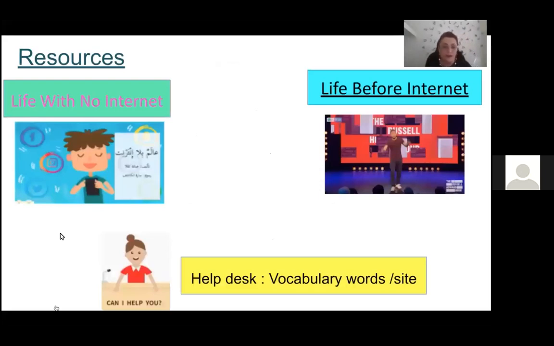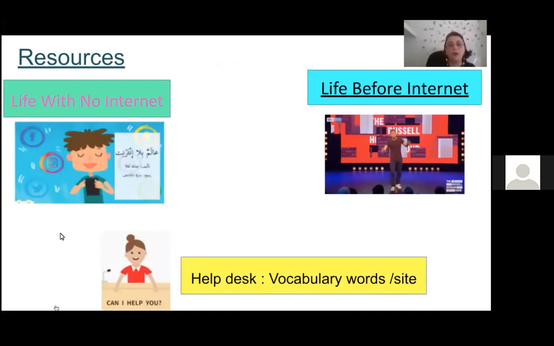Now we can start with the fun. The fun is when we are working with the students. This is the part where the students are more interactive, and they are showing what they have learned or what they are learning.